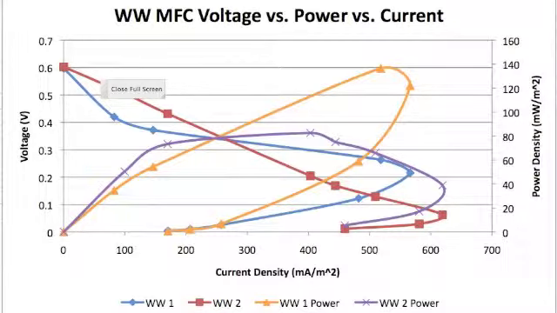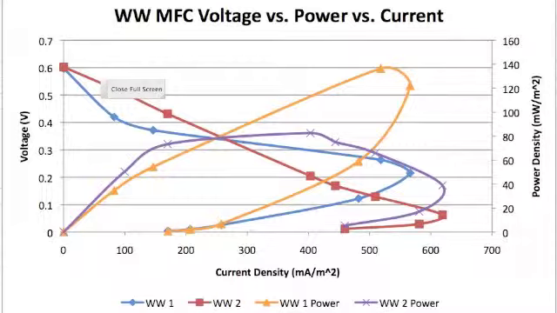The polarization curves, in red and blue, show how voltage and current change when the resistance used in the circuit is continually decreased. The power curves, here in orange and purple, show the change in power output that we get for different currents. Now, we want to maximize the power output from our fuel cells.